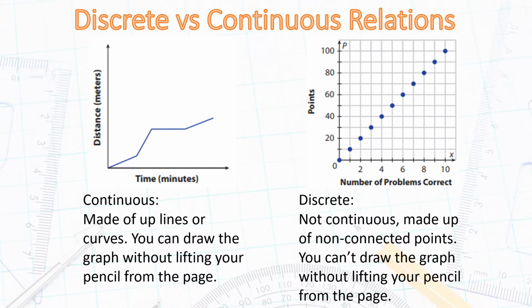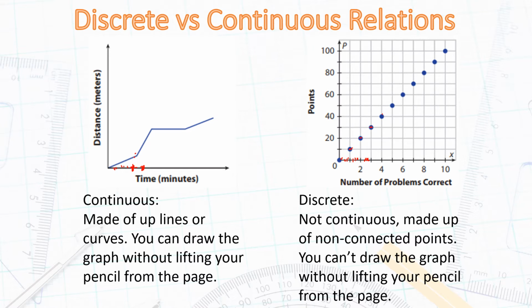A discrete one, on the other hand, has breaks. You can't go from the first dot to the second without lifting your pen off the page. So discrete, you lift your pencil off the page, continuous, you do not. Discrete would tell you that there are parts of the domain that do not have a relation, or the same thing with the range. Versus continuous, no matter what moment in time I pick, there's going to be a distance that I've traveled. I can't just skip over some period in time and say, oh, actually at this time I totally disappeared, so I didn't travel any distance at all.